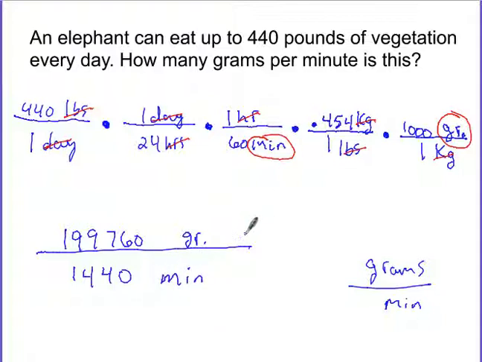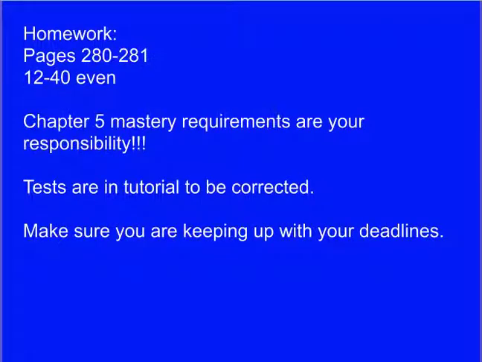Now I have to divide. 199,760 divided by 1,440 is 138.7 grams with the 7 repeating, in 1 minute. Okay, we'll round it to 138.7 grams. That's probably like a quarter-pound cheeseburger every minute that an elephant eats. Only he's not eating cheeseburgers, he's eating salads. So that's a whole lot of salad. No ranch dressing either, it's just plain.